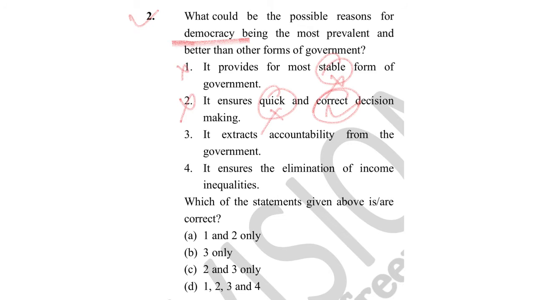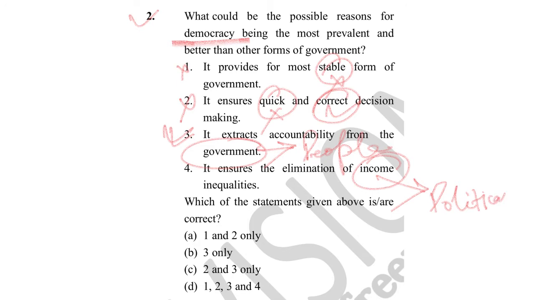3. It extracts accountability from the government. Yes, this statement is correct. Government remains accountable to the people. 4. It ensures the elimination of income inequalities. Not the income inequalities, but political inequalities. So this statement will also be wrong. So 3 only will be the answer, that is B.